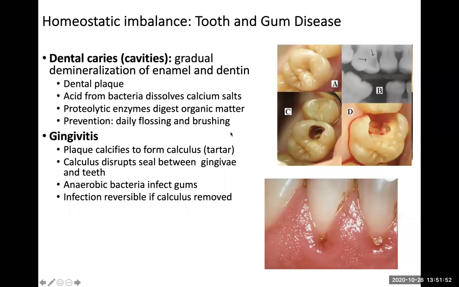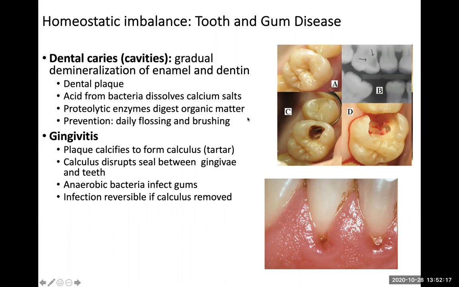Okay, so I'll just go through this pretty quickly. Some homeostatic imbalances that are related to the teeth and to the gums. So the gums themselves are made up of connective tissue, and that connective tissue is largely made up of collagen, which is a really great type of fiber for binding. And the function of the gums is to hold the teeth in place. So dental caries or cavities, I just kind of briefly touched on a moment ago.